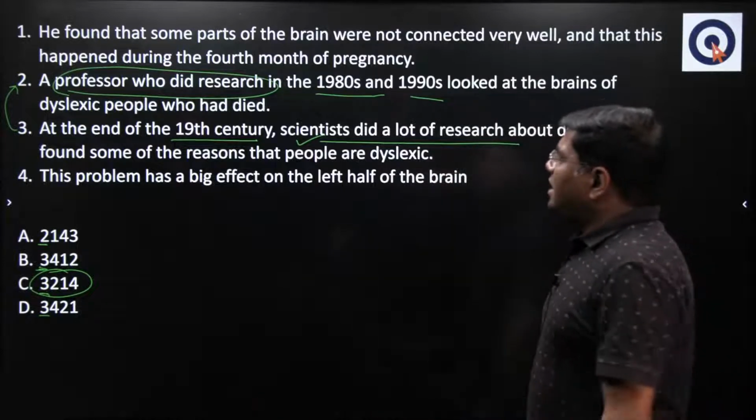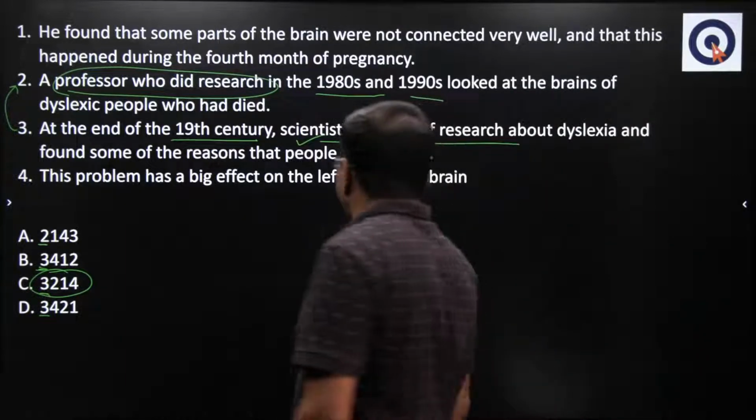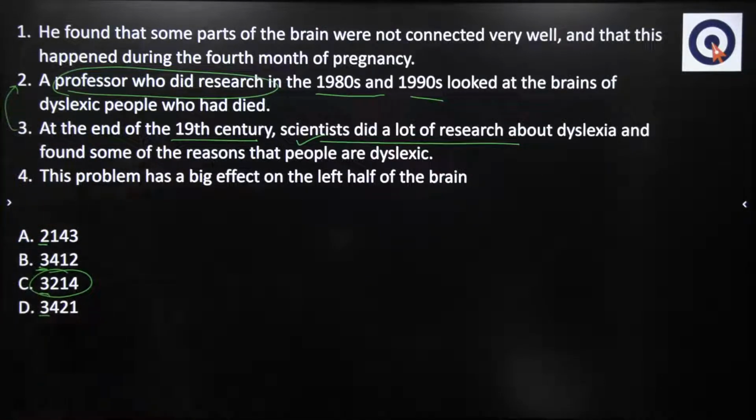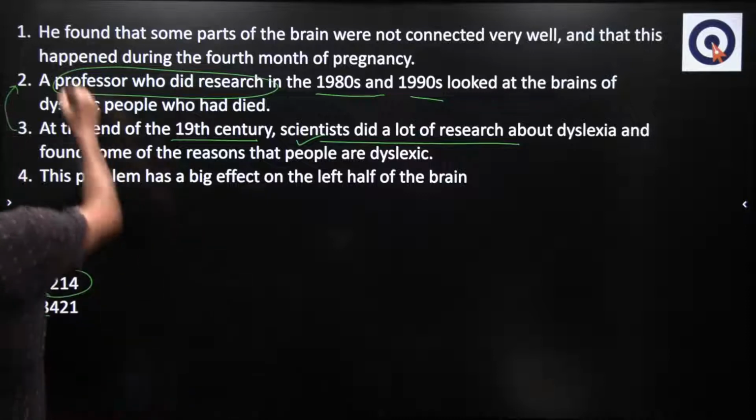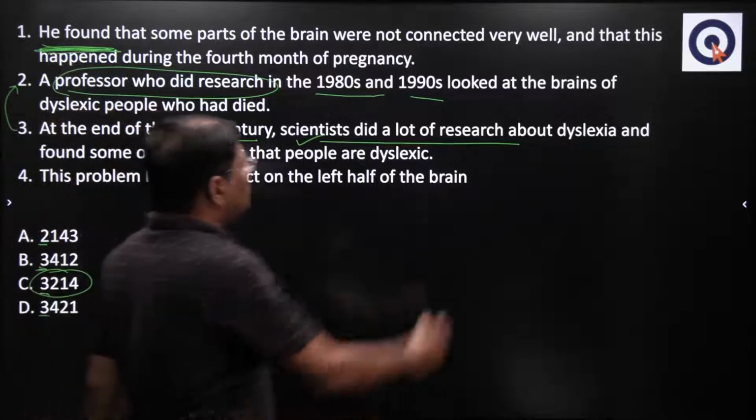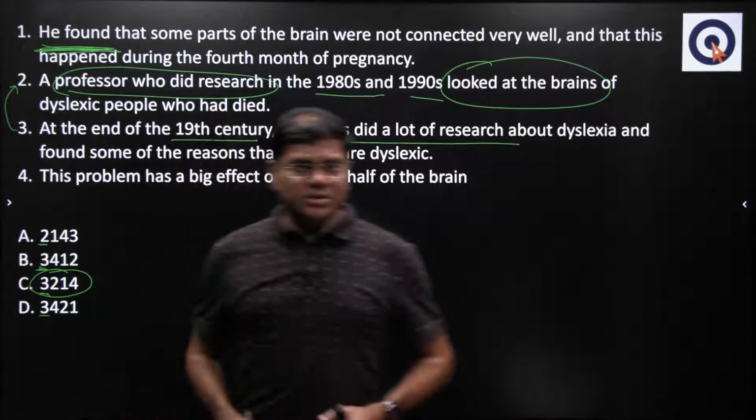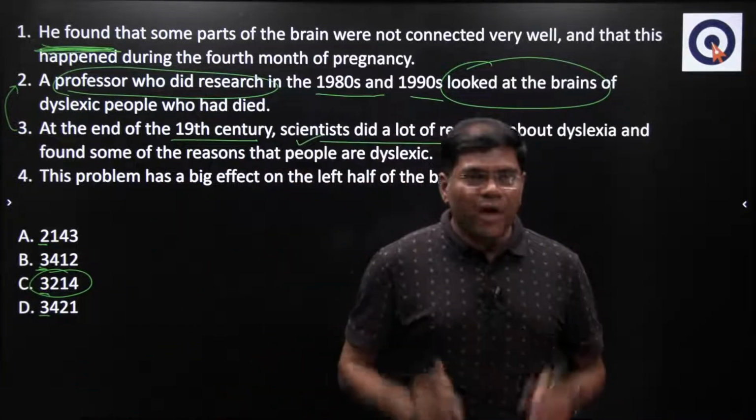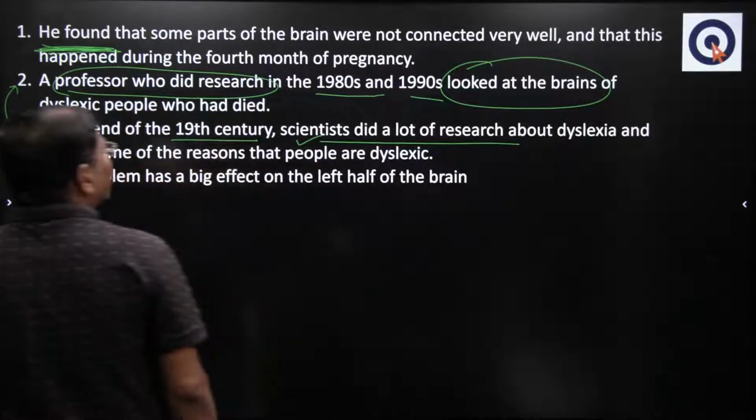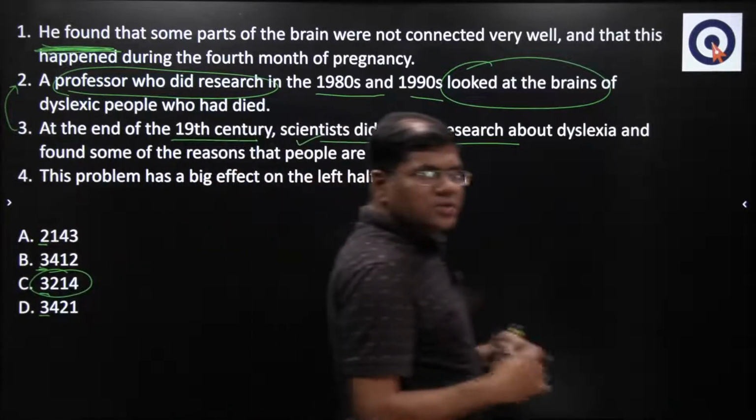It says here that at the end of the 19th century, scientists did a lot of research about dyslexia and found some of the reasons that people are dyslexic. A professor who did research in the 80s and 90s looked at the brains of dyslexic people who had died. Correct? He found. So who is finding? This person he found is referring to the professor who is looking at the brains. A professor is looking at the brains, and the professor found something. Correct? What did he find? He found that some parts of the brain were not connected very well, and that this happened during the 4th month of pregnancy.